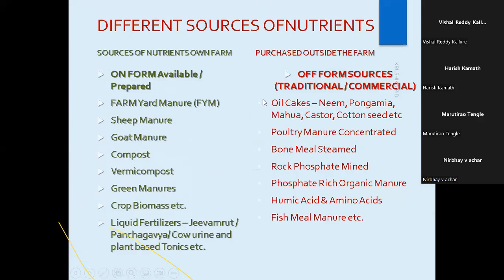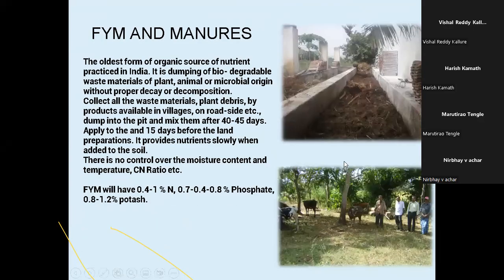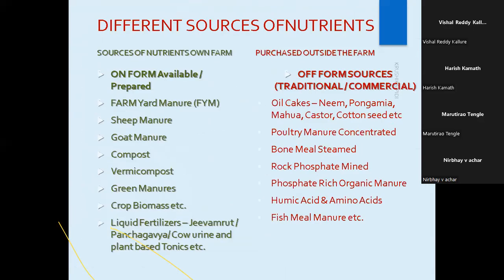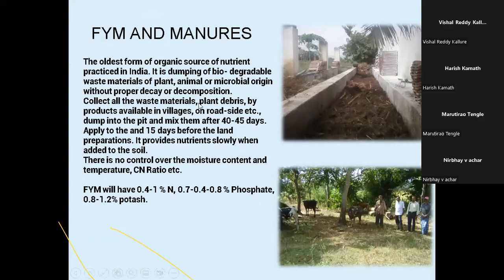Okay, then we will discuss oil cakes, poultry manure, bone meal, rock phosphate, which is called phosphate rich organic manure, humic acid and amino acid, even seaweed extract, fish meal, fish tonic. These are the common inputs. There are other inputs available, more than 50, which are prepared locally and used. Then first we will discuss FYM, farmyard manure.